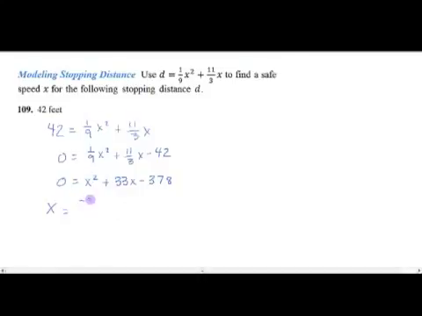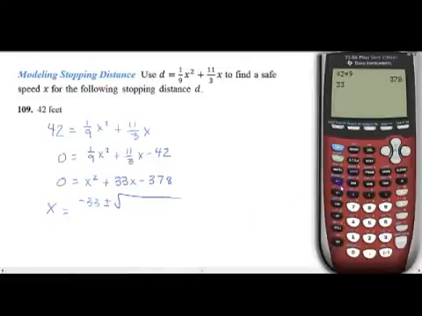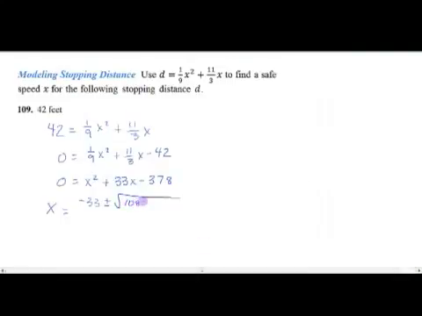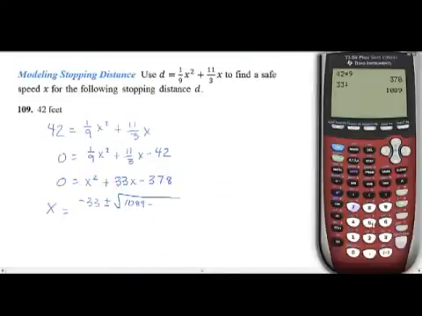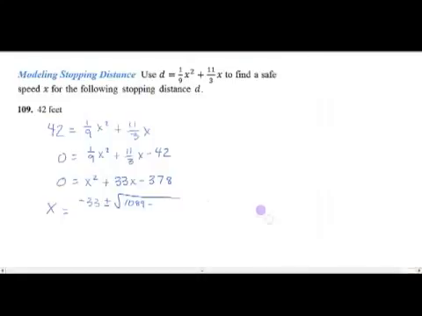So x is negative b plus or minus the square root of b squared. So 33 squared is 1089 minus 4 times 1 times negative 378. So 4 times 378, I get 1512, and that was a negative 1512, so it's going to be a plus 1512, all over 2 times a, so just a 2 there.